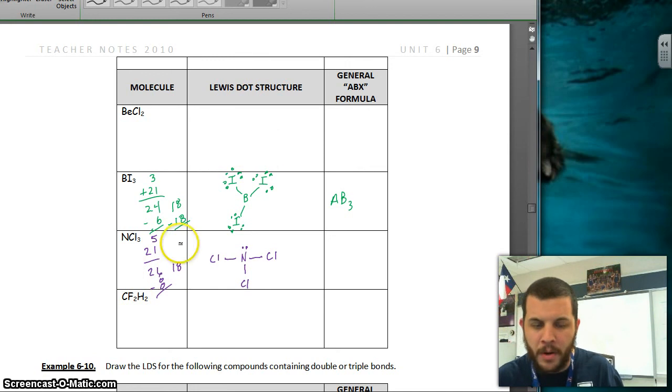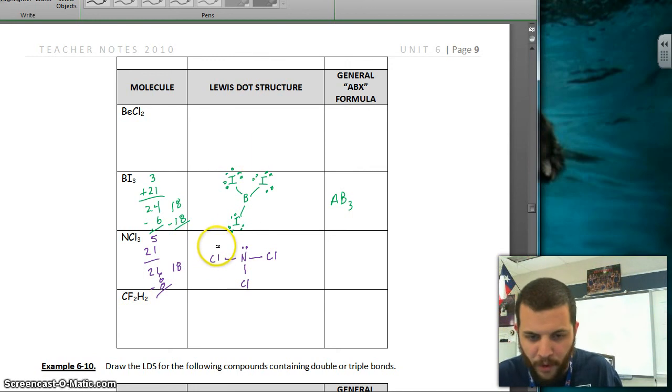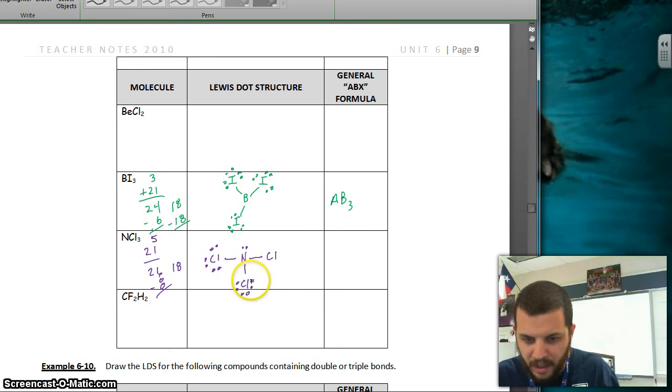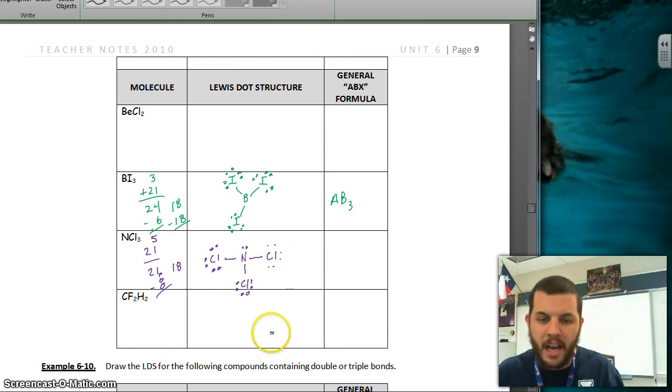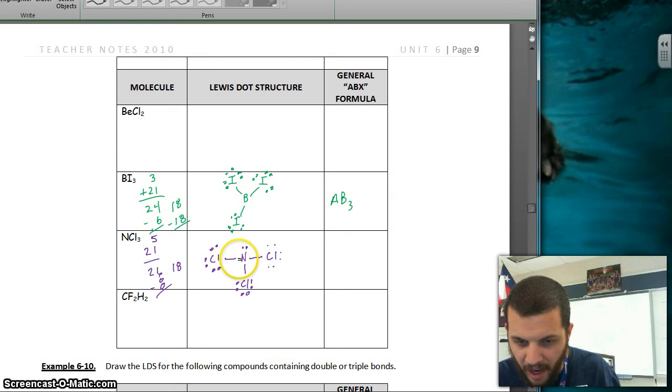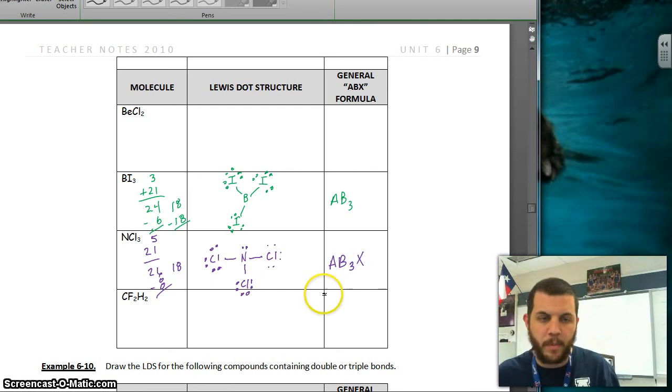You know what to do now. We're going to satisfy our peripherals. 1, 2, 3, 4, 5, 6. He's already got those 2, so that makes 8. 1, 2, 3, 4, 5, 6. So that was 6, 12, 13, 14, 15, 16, 17, 18. Everybody's happy. So now I've got an AB3. How many unshared pairs on the central? 1 unshared pair. So that gives me AB3X. So that's my structure here.